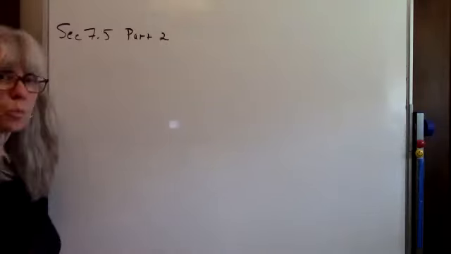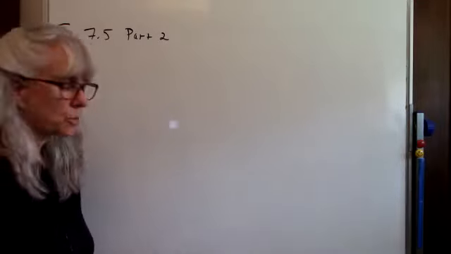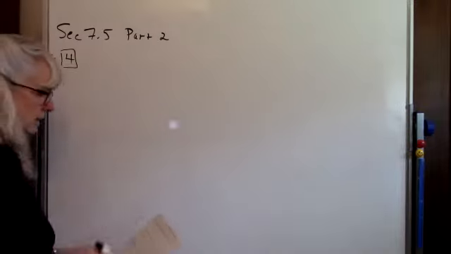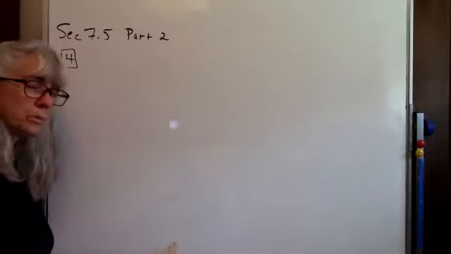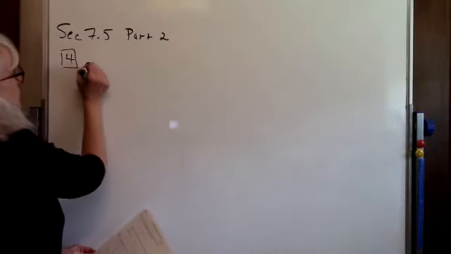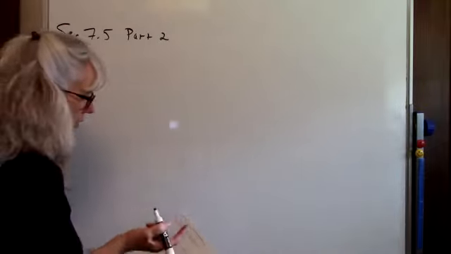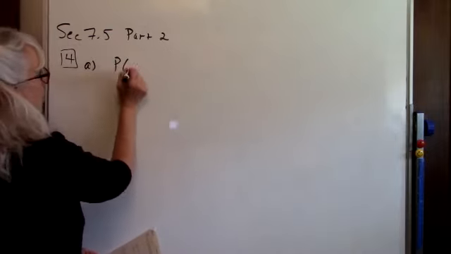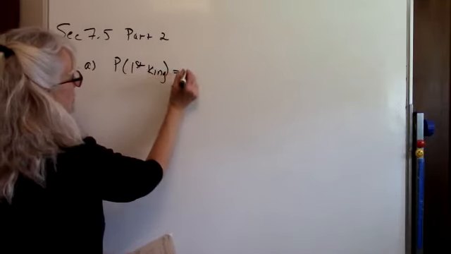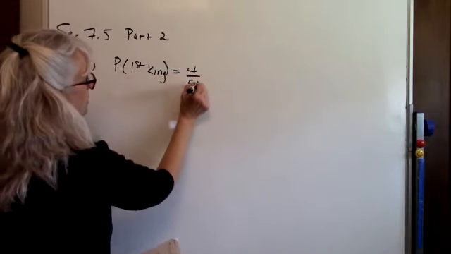So in our second part of section 7.5, we're going to continue working with conditional probability statements. Our next example says 2 cards are drawn without replacement from a well-shuffled deck of 52 playing cards. Part A is asking us simply, what's the probability that the first card drawn is a king? So the probability that the very first card is a king is simply going to be the 4 kings out of the 52 in the deck.